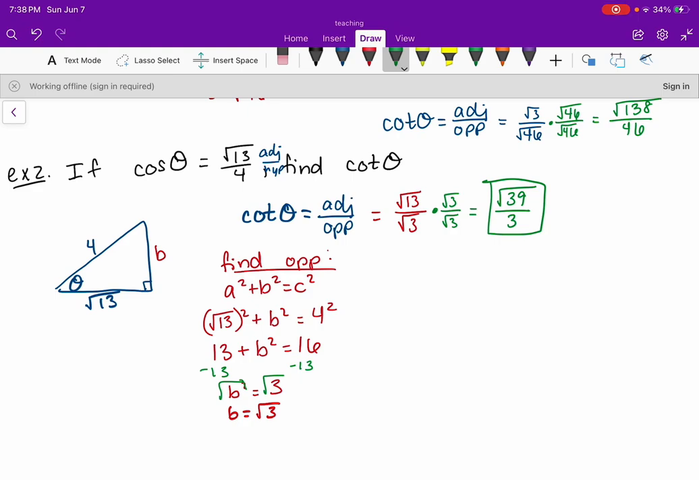So this is a really good idea that we will use throughout the whole course of just me giving you one of the trig functions and you have to use that to find a missing side. And then maybe also find another trig function.